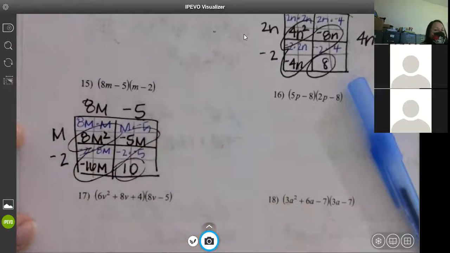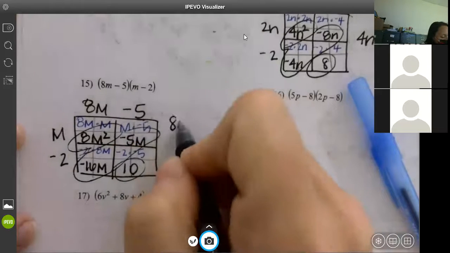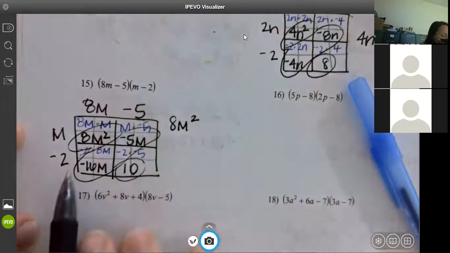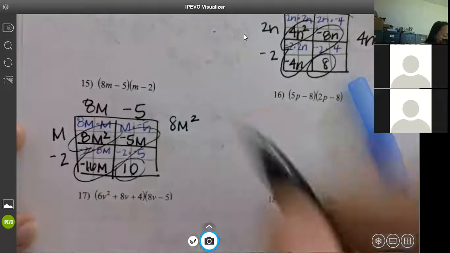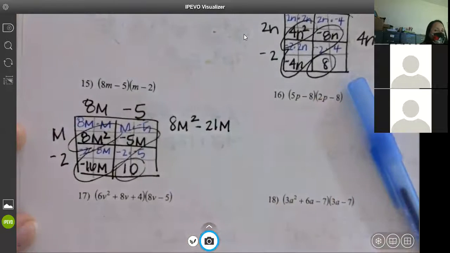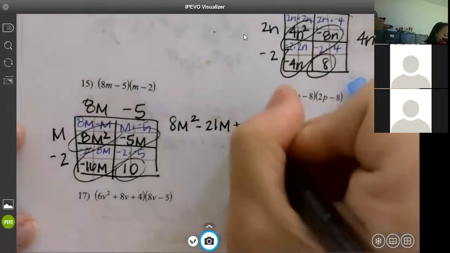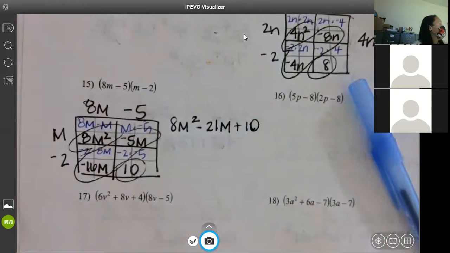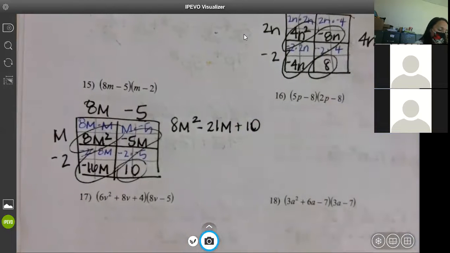Add your like terms. We have 8m squared in the first diagonal. -16 plus -5 is -21, and they have an m, and then a +10. And that's it. Okay. 5 more and we'll be done.